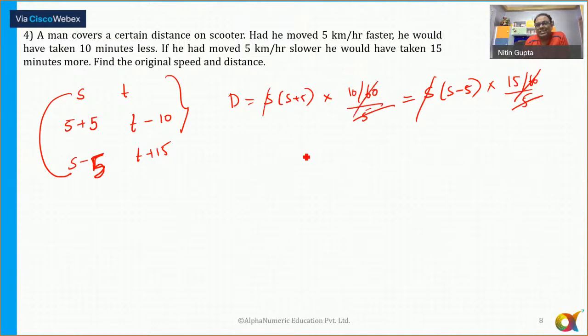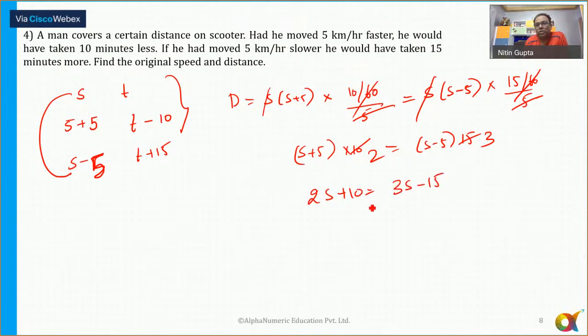So what I have got is s plus 5 into 10, equal to s minus 5 into 15. Five 2s are 10, five 3s are 15. So I'll get 2s plus 10 equal to 3s minus 15. So the value of s is equal to 25. That's it. And once you get the speed, now you can find out the time also.